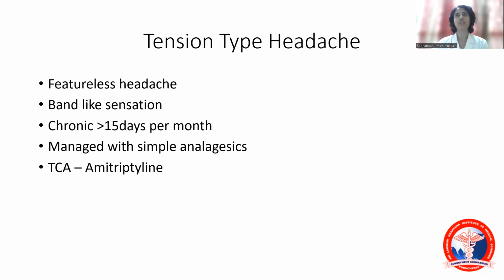Though tension type headache can be managed with simple analgesics, chronic daily headache requires tricyclic antidepressants like amitriptyline to be given, and analgesic overuse can lead to a problem of persistent drug use related headache.